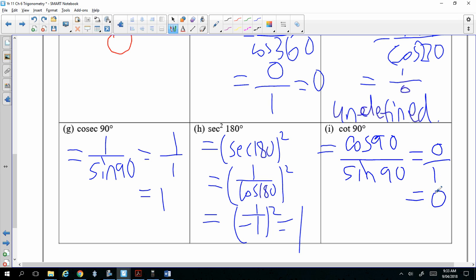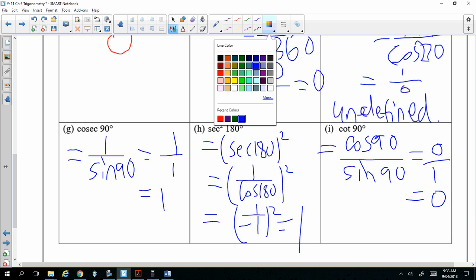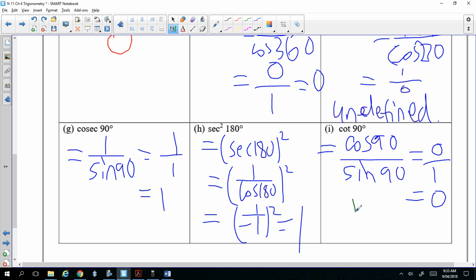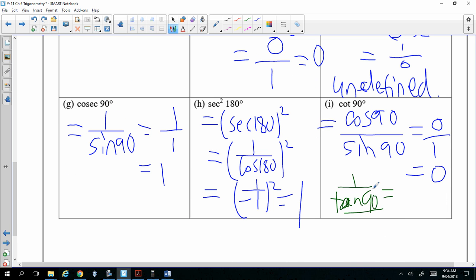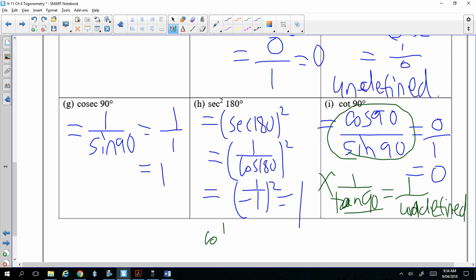Huh? It's an extra step? No. If you do cot as 1 over tan 90, what's tan 90? It's undefined, isn't it? 1 over undefined. So you won't get 0. So do not use the 1 over tan formula for this, use cos over sine. Even though cot is equal to 1 over tan, it doesn't work at 90. You have to use cos over sine to get 0. If you do 1 over tan, you get 1 over undefined. What's 1 over undefined? We don't know. So use that.